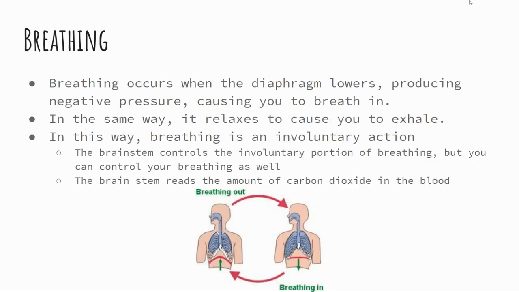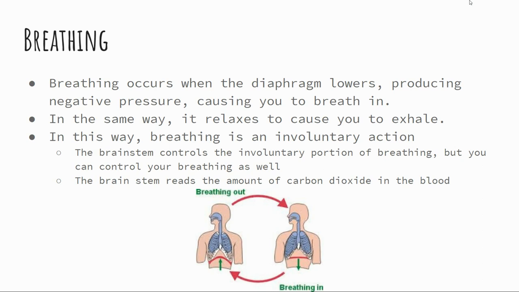So breathing. Breathing occurs when the diaphragm lowers, producing negative pressure, causing you to breathe in. Okay. In the same way, it relaxes to cause you to exhale. In this way, breathing is an involuntary action. Now, think back to what involuntary means as far as muscle movement or muscle use. The brainstem controls the involuntary portion of breathing, but you can control your breathing as well.